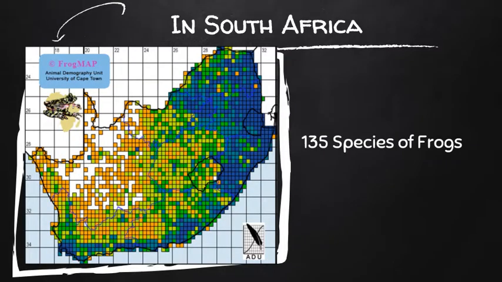There are 135 species of frogs in South Africa, which are unevenly distributed across the country, both in terms of species and diversity. The darker blue areas in the map indicate higher species richness. The three main determinants of species distribution patterns are climate, center of origin, and range restriction.